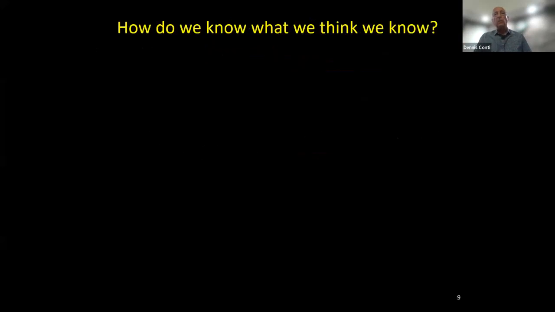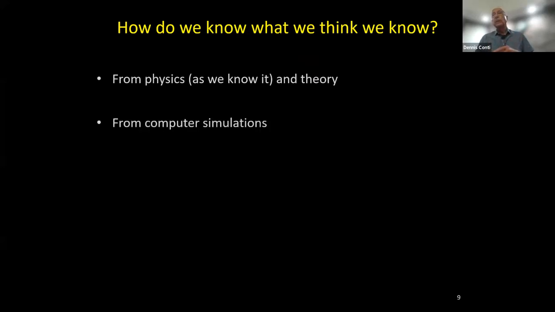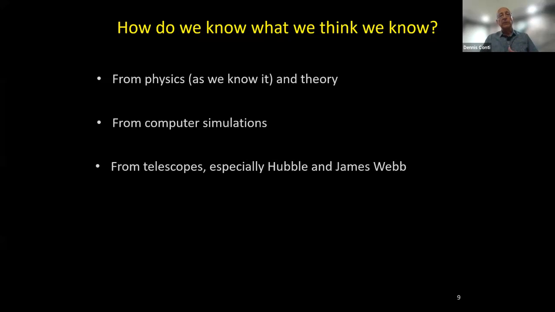So how do we know what we think we know? From physics as we know it, we're going to see a little bit later that some of the things that we're discovering are questioning the current physics that we think we know, as well as just theory, mathematical theory, physics theory, and so on. Computer simulations. So large computers at NASA and elsewhere are able to churn through and kind of rewind back billions of years what things should have been to get us to the present configuration. So a lot of computer simulations.